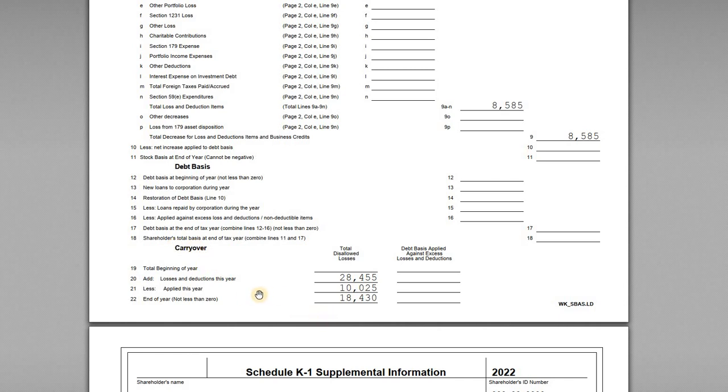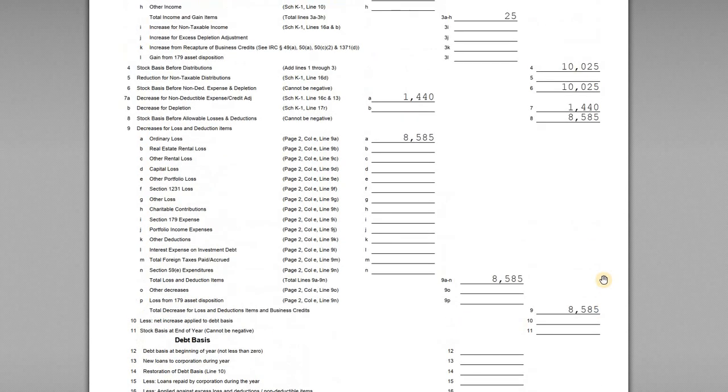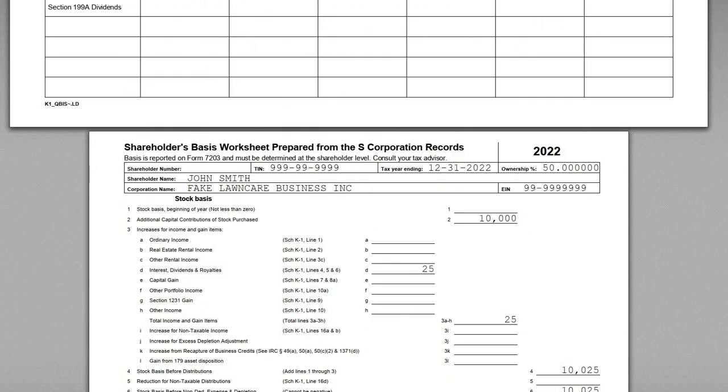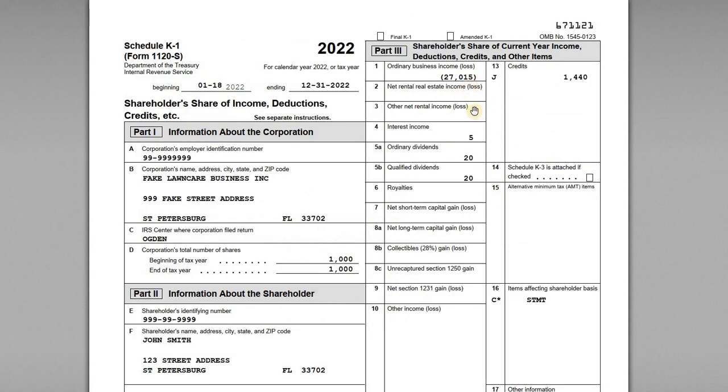When we look at the carryover down here, the total amount of losses and deductions that he got allocated during the year were $28,455. However, his basis was only $10,000 plus the $25,000 in positive income allocated. So what that means is that he has got losses, deductions that are being allocated to him in excess of his basis. Now, when he does his personal return, effectively he's not going to be able to deduct all of these losses being reported here on line 1.